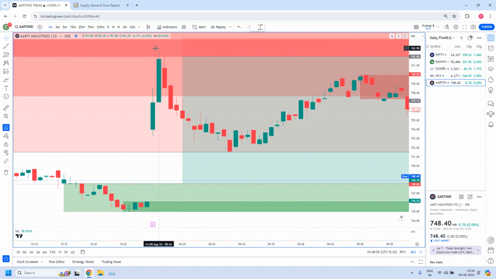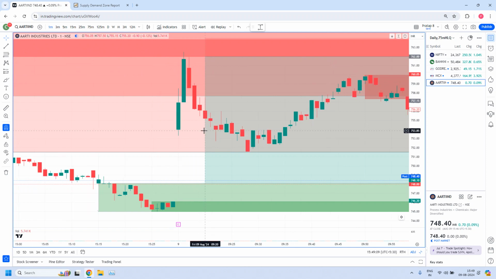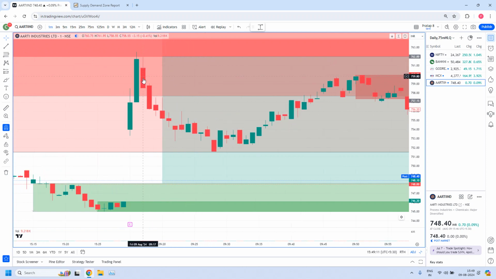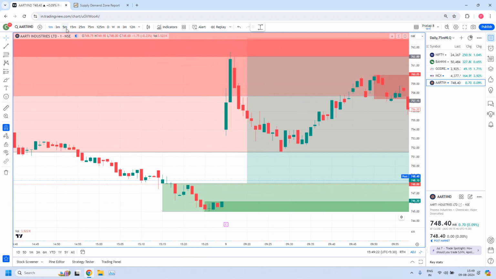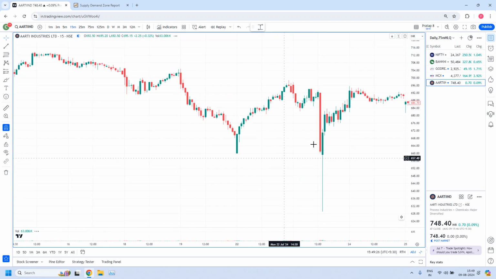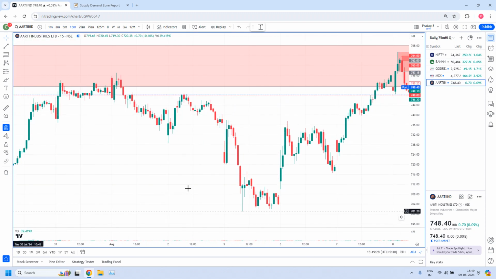The prices came and already stayed here for some time. On the next candle it came down. It opened with a gap down and again came down, and then after that it came down. It reached here. So that means it consumed the orders here. And what about the target? The target is the 15-minute zone, the 15 minute demand zone.